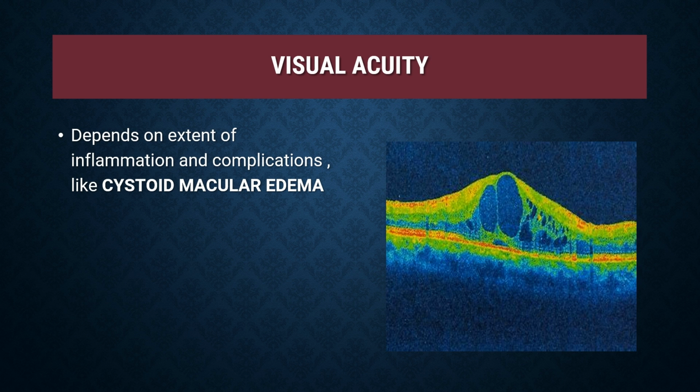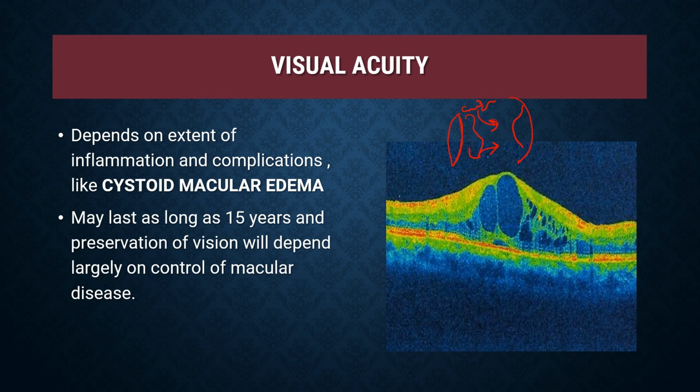Okay, so don't get confused. Although here the site of inflammation is in the intermediate part, that means in the vitreous, the pars plana, and the peripheral retina, because of this inflammation and the inflammatory products, there can be exudation in the posterior part, that means in the macular area, and that is one complication of intermediate uveitis, that is cystoid macular edema. So the disease is really chronic.